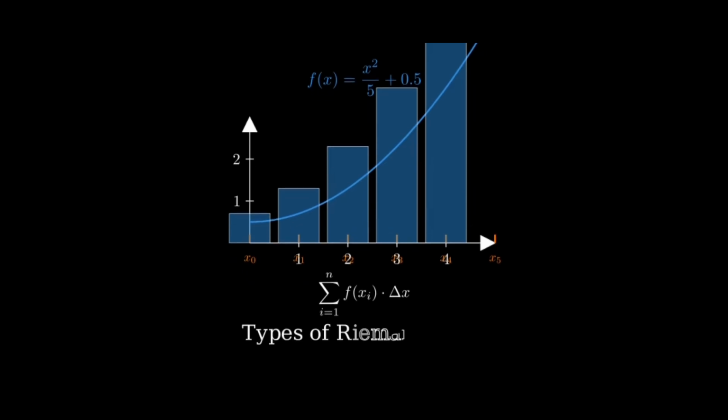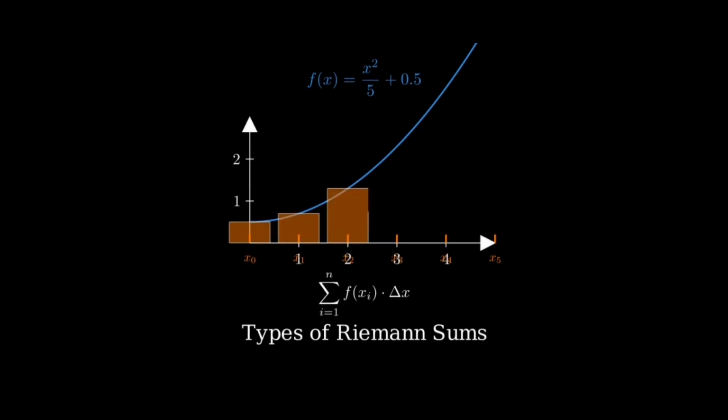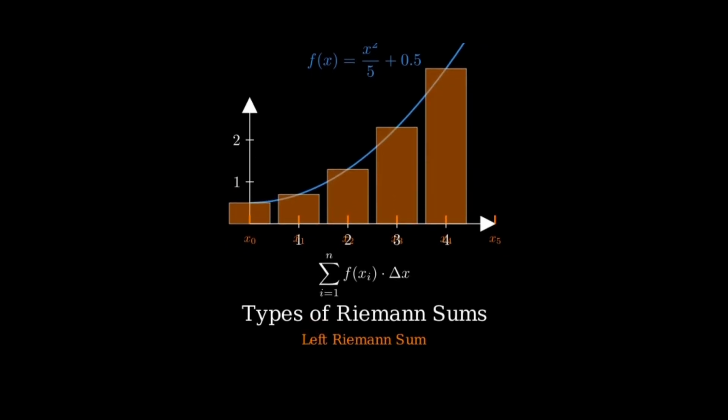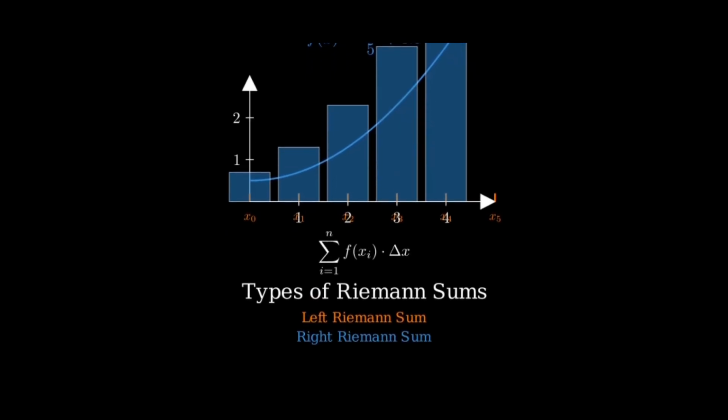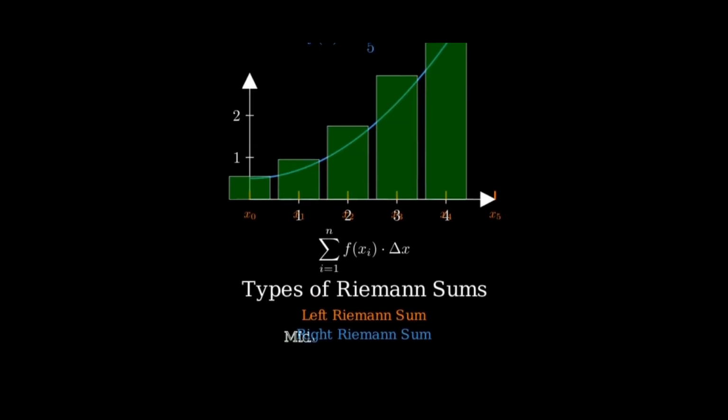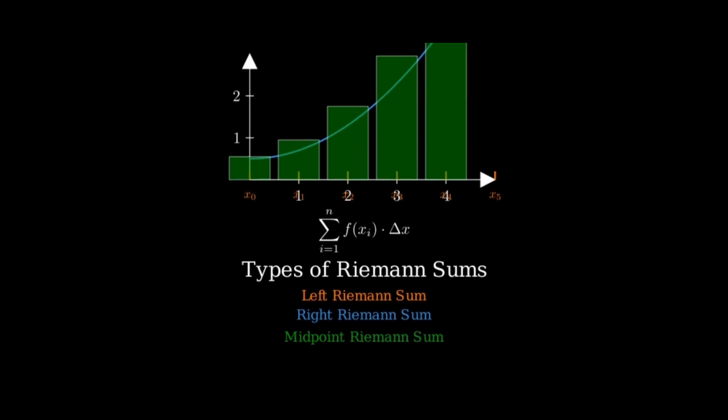There are three common types of Riemann sums. Left Riemann sum, where we use the function value at the left endpoint of each subinterval. Right Riemann sum, where we use the function value at the right endpoint. And midpoint Riemann sum, where we use the function value at the midpoint of each subinterval.